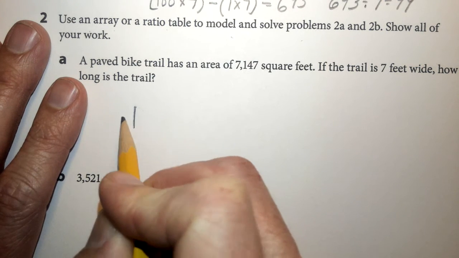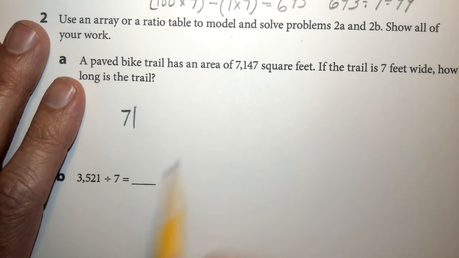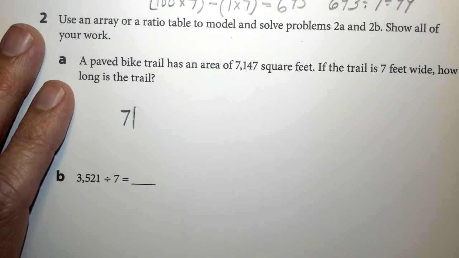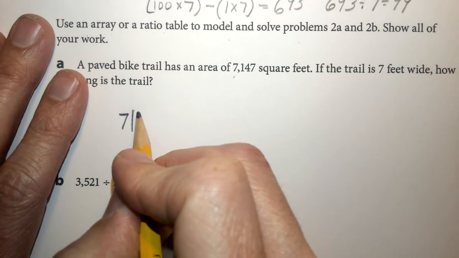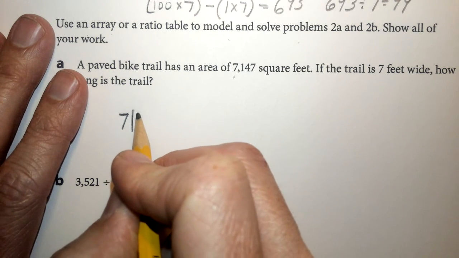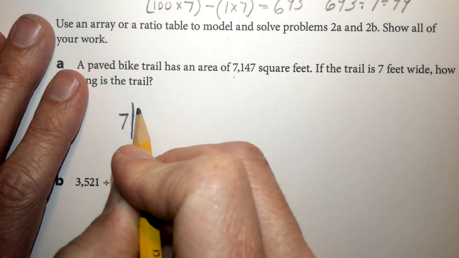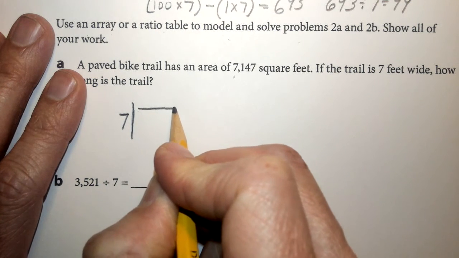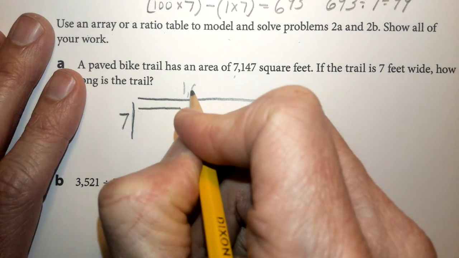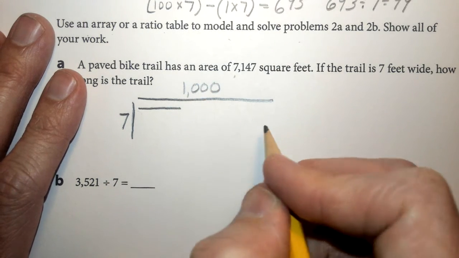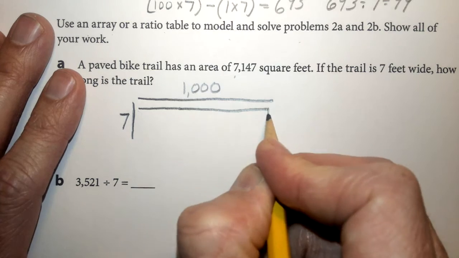We're trying to get up to 7,147. So let's go ahead and draw. This is going to be my 7. Let's draw a box that's 1,000. Let's just do a 7 by 1,000. What's 7 by 1,000?